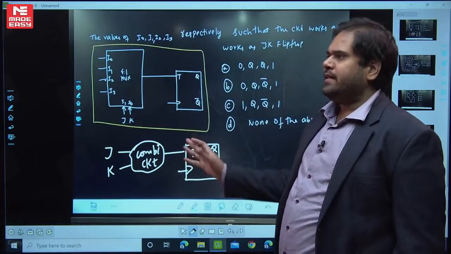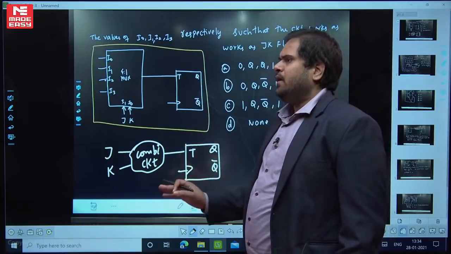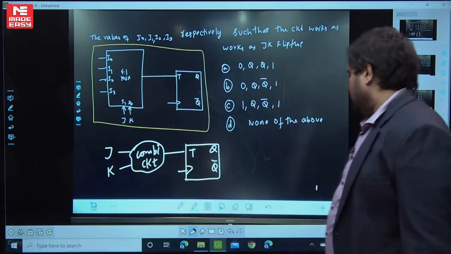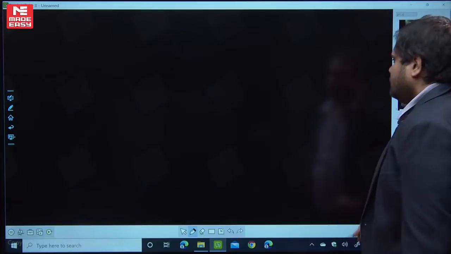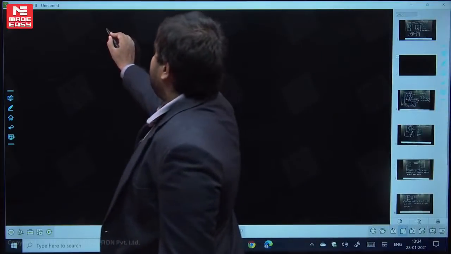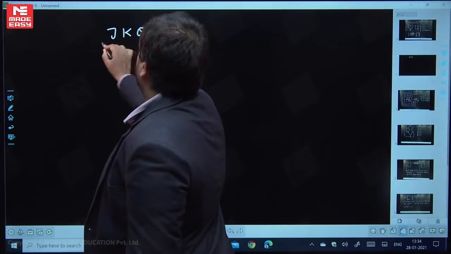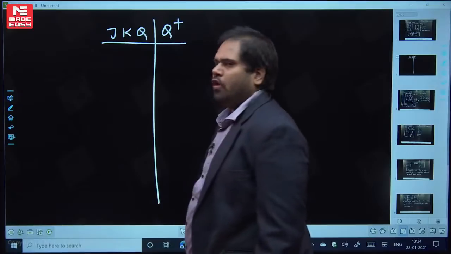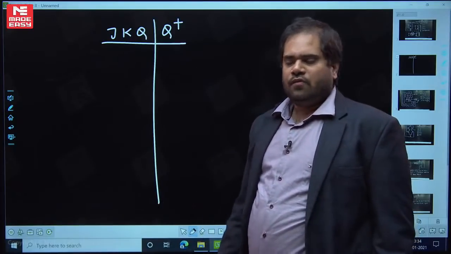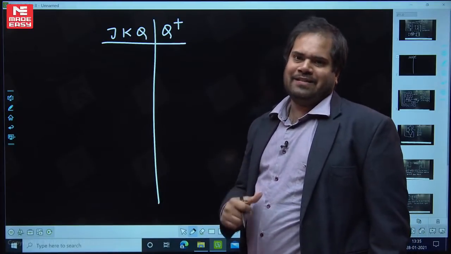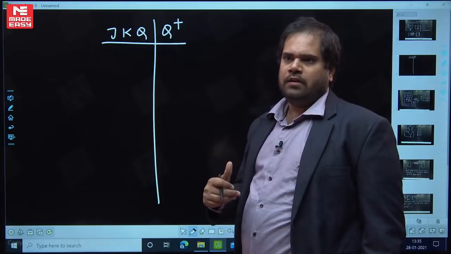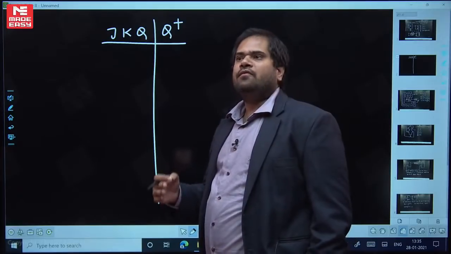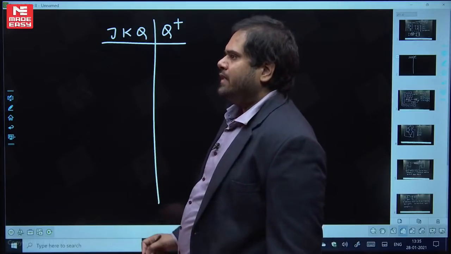Let's quickly see how to solve this question. It's very simple. It's a question based on flip-flop conversions and the multiplexer. First of all, what is the flip-flop you want? You want a JK flip-flop. If you remember the flip-flop conversions, first write what you want. The question is asking for a JK flip-flop. Now we first have to write the state table of the JK flip-flop.